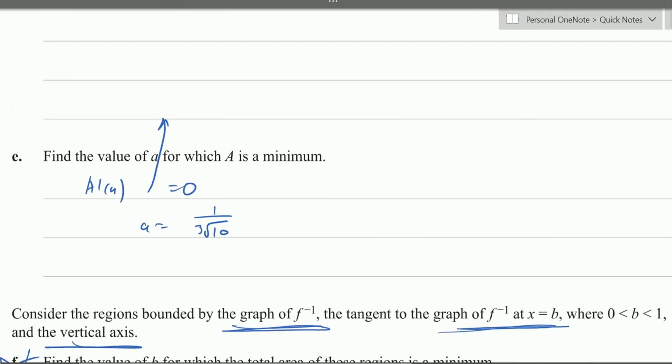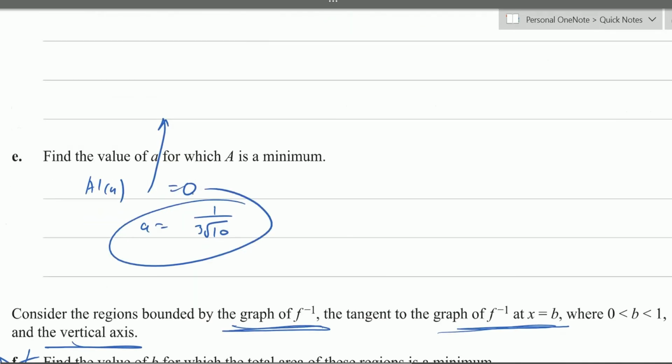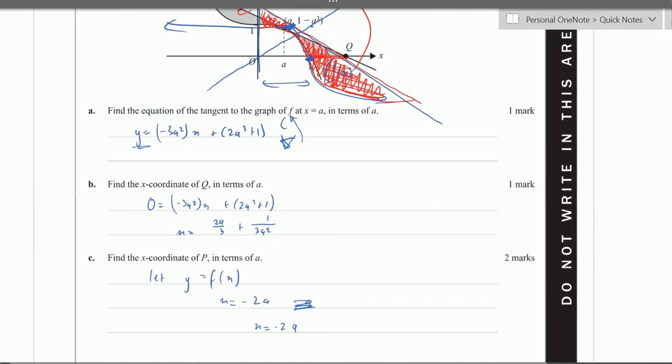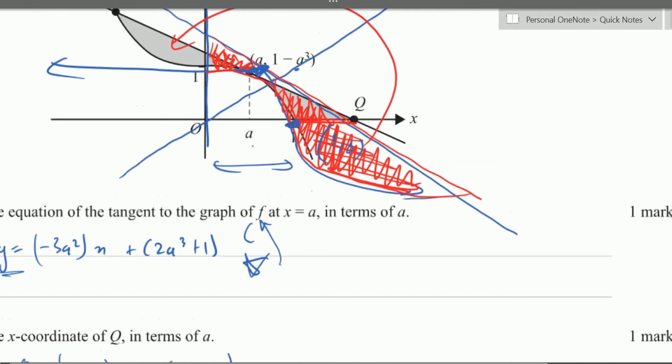So the thing to realize is, when the area of f inverse x is a minimum, then that has to be related to when the area of A is the minimum. So when the area of A is a minimum, little a is equal to 1 on 3 root 10. But this is asking for B. So B is like here somewhere.